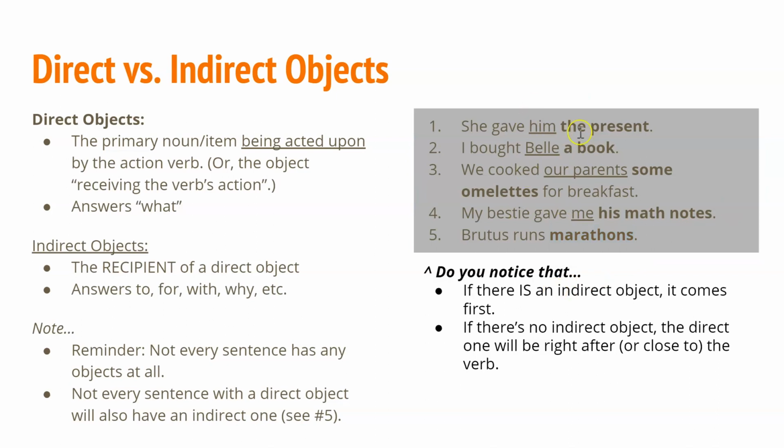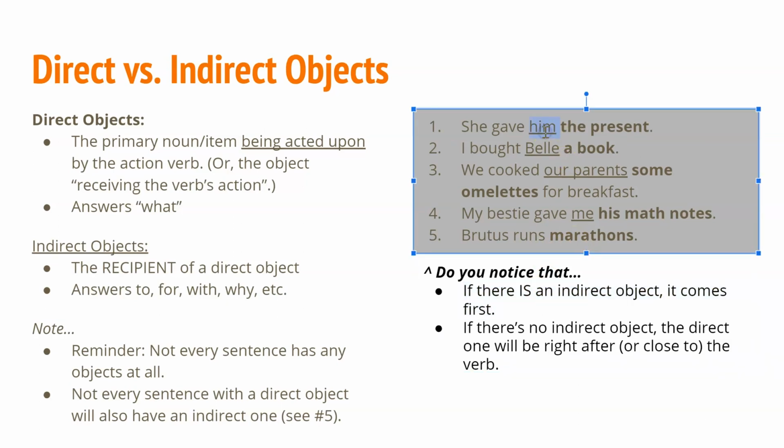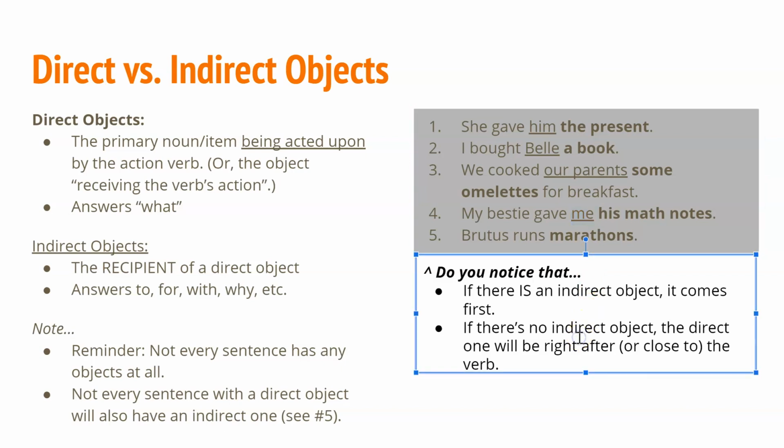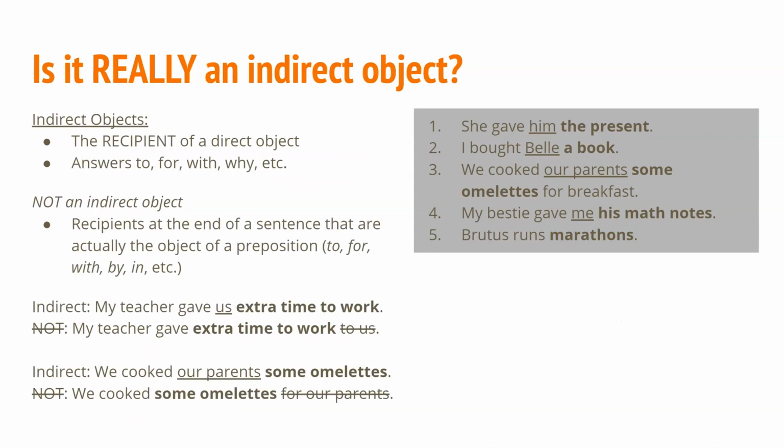But let's notice a pattern in example sentences 1 through 5 for a moment. If there is an indirect object, it comes first. Him, Belle, parents, me, etc. But if there is no indirect object, then what comes after the verb is going to be the direct object. Okay? That word order is important. Here's why. Sometimes in life you're going to be tempted to say that something is an indirect object that isn't.